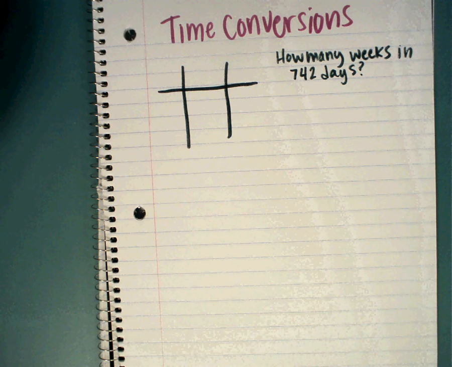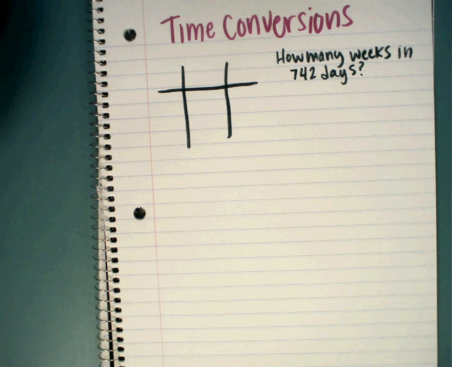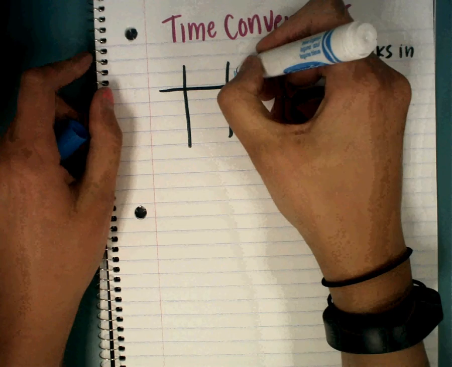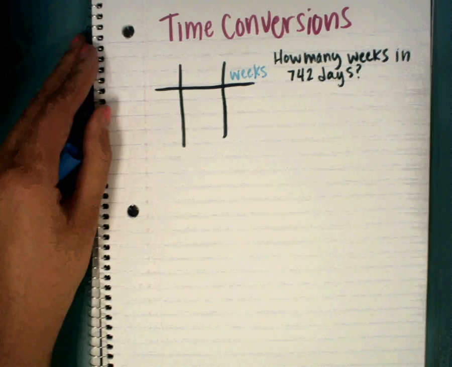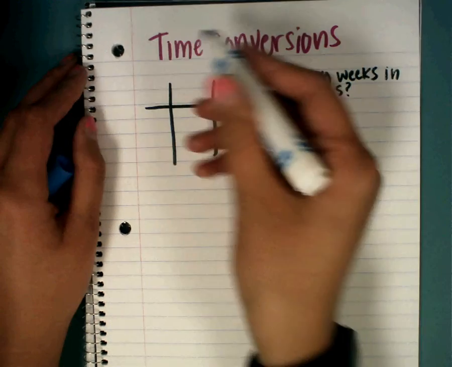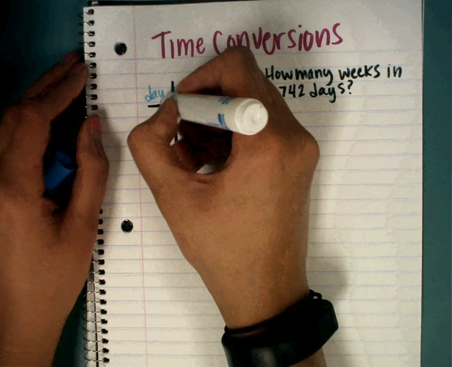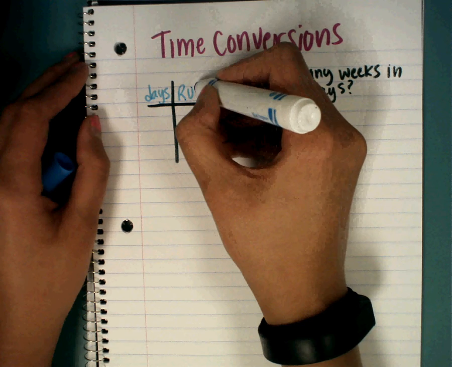So what am I looking for? It tells me how many what? How many weeks, right? So that's what I'm going to put on the right, weeks. And what am I given? I'm given some number of days. So that's going to go on the other side. And then our rule goes in the middle.